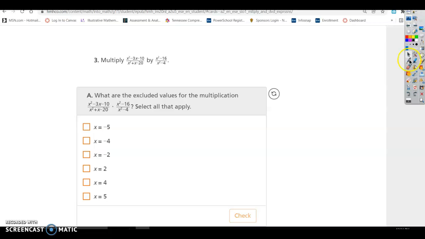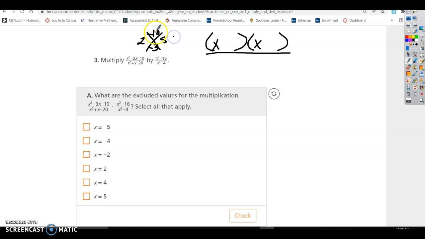Alright, so what we're going to do is look at each expression individually. So let's look at the x squared minus 3x minus 10. If we want to rewrite this in factored form, we're going to rewrite this as a product of two binomials. So we're going to have x times x, what multiplies to give us negative 10 and adds to give us negative 3. If it helps to write this little thing down, I don't know what it's called, but when I was in the classroom, my students liked to do this. They could visually see what their factors were going to be.